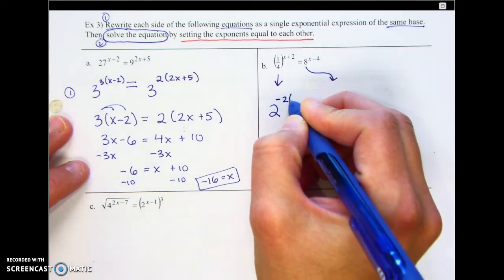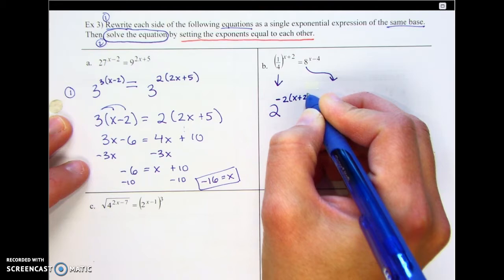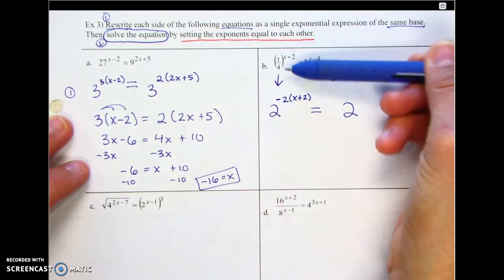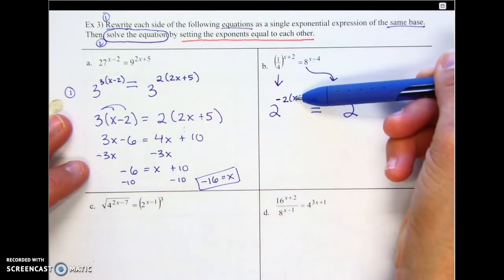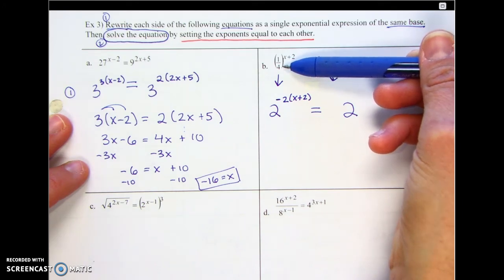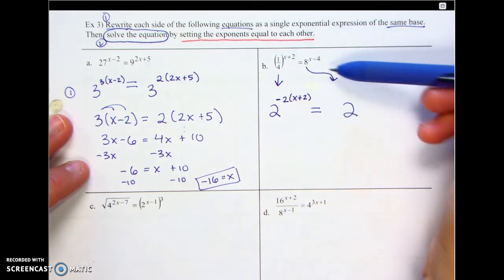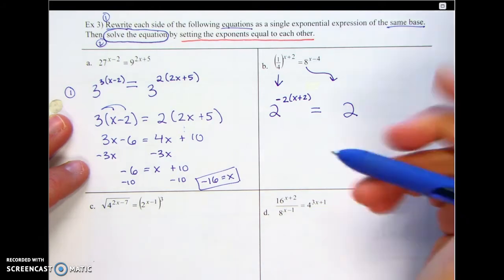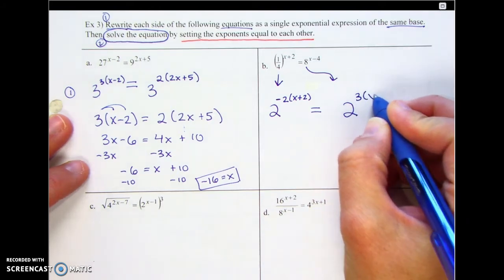Why is it negative? Why? Tell me again. I just told you the answer. I'm just seeing if you're awake. Why is it negative? Because of what? Because it's a fraction, okay? Or it's in the denominator. What's the 8 going to become? 2 to what power? 2 to the 3.